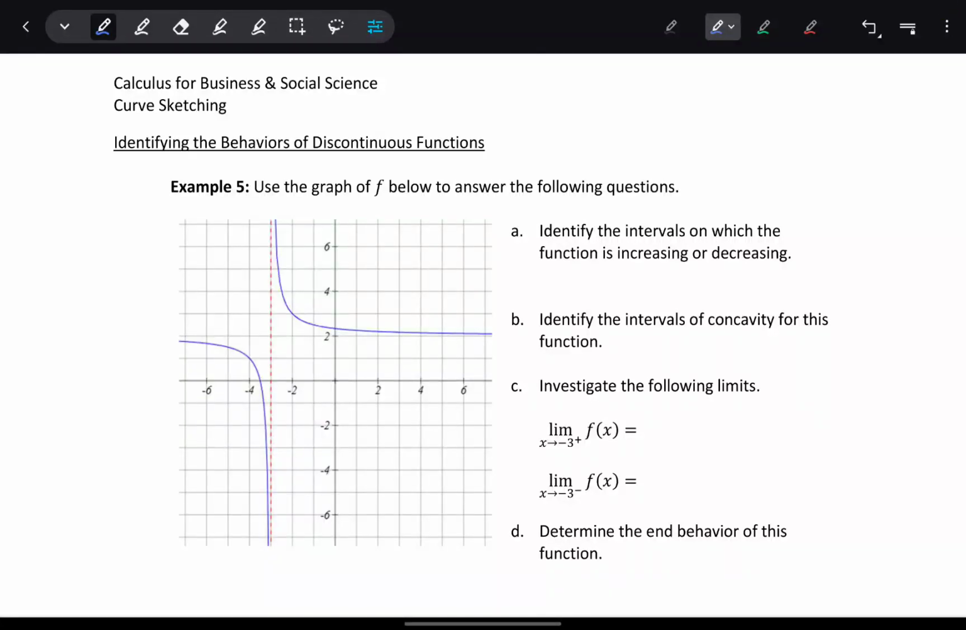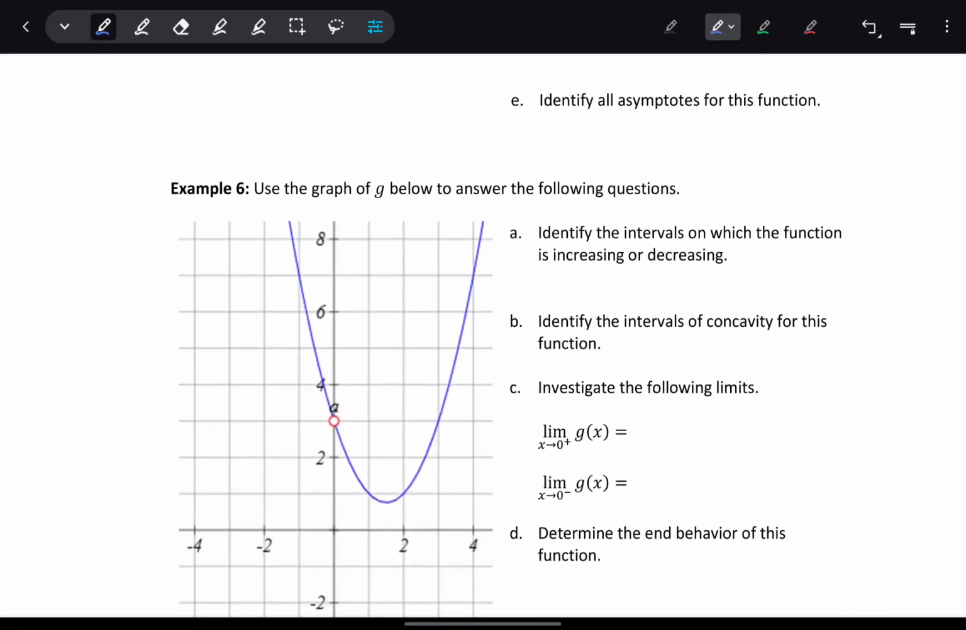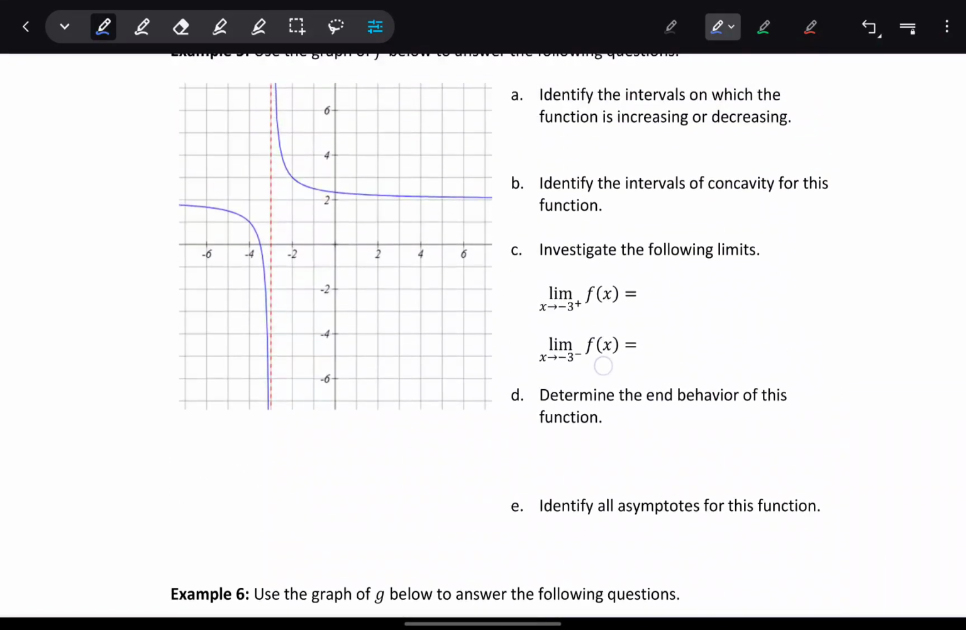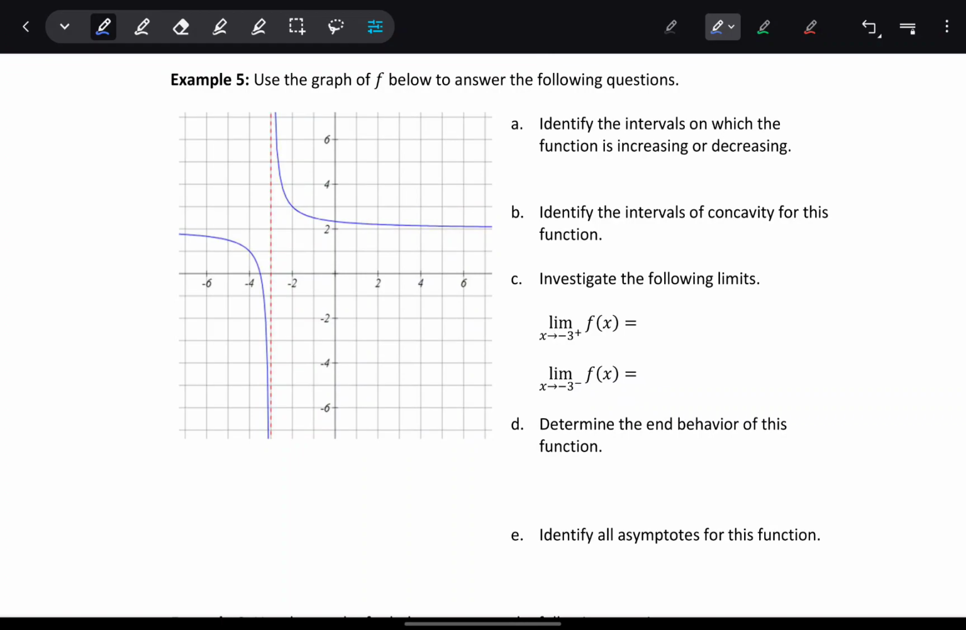In the previous examples, we were looking at continuous functions, meaning there were no holes, breaks, or gaps in our graph. Now in examples 5 and 6, we have cases where there is some point of discontinuity, and we'll see how that impacts some of the statements that we were writing in those previous examples.